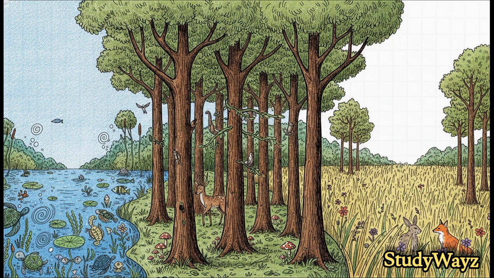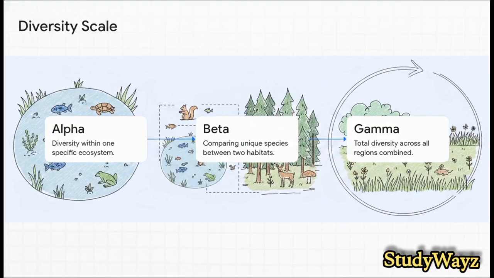To understand this, I want you to imagine aapke paas teen alag ecosystems, say a lake, a forest, and a grassland. Let's see exactly how Whittaker's scale applies to them. Let me explain this methodically so it sticks. Number 1 is alpha diversity. ये बहुत simple है. You just look within one specific ecosystem, like let's say just the lake, and you count the species there. That's alpha.